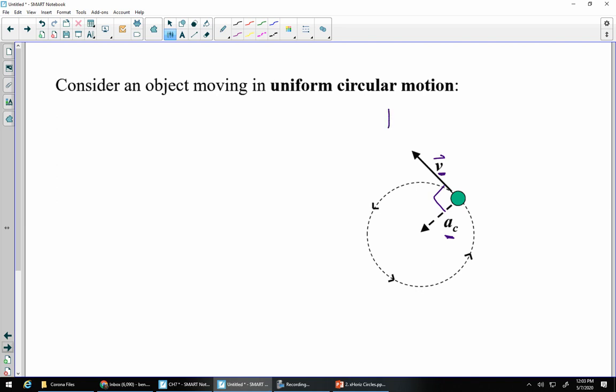One thing that I should mention for this is if this is a horizontal surface, we're looking at a top-down view. So it's as if you're looking at the top of a table, and this thing is spinning around on the top of a table.